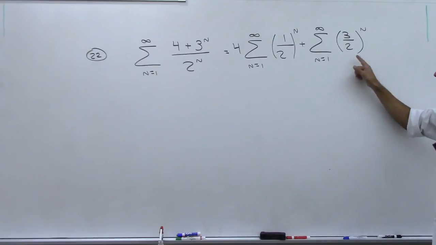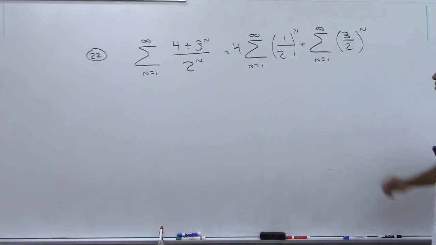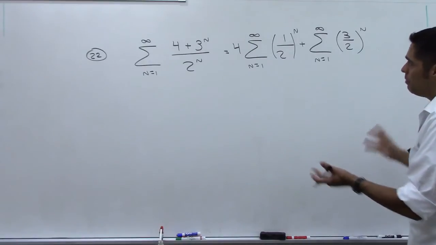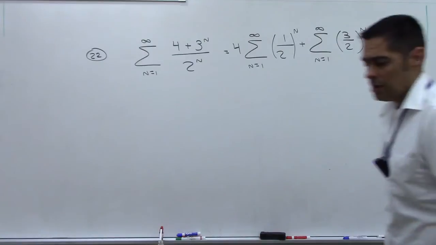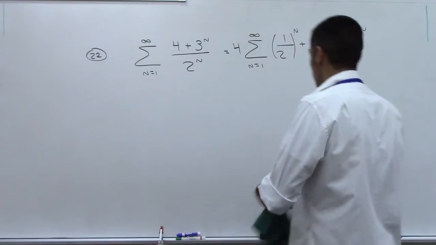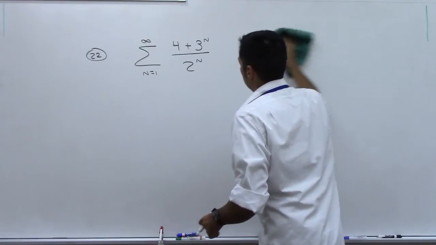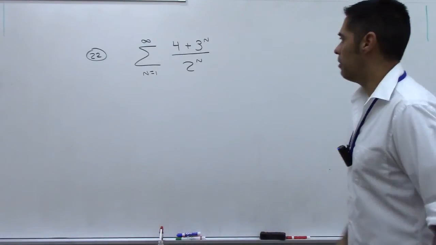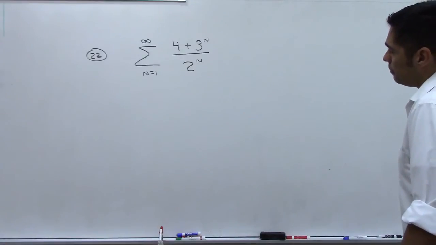This one, though, is geometric, and the r here would be 3 over 2, which is bigger than 1. That would diverge. So I'm not really allowed to split it up unless they both converge. So I need to really come back here and just make sure that I can't tell it diverges from just this. So let's see here.